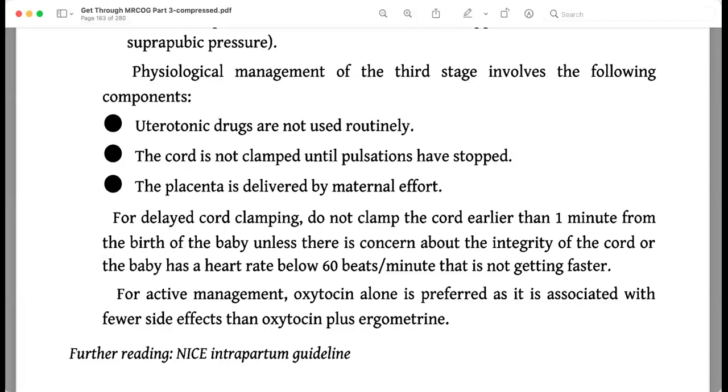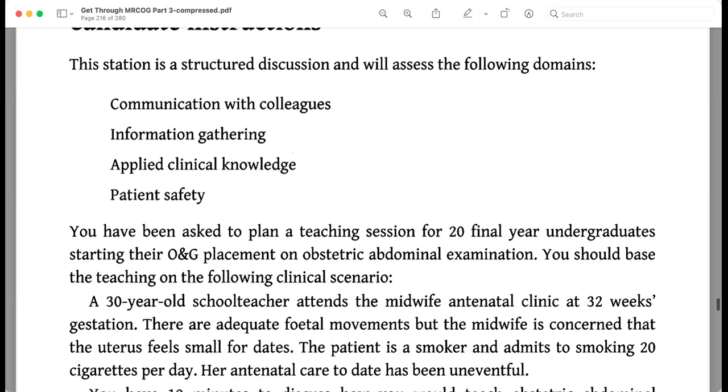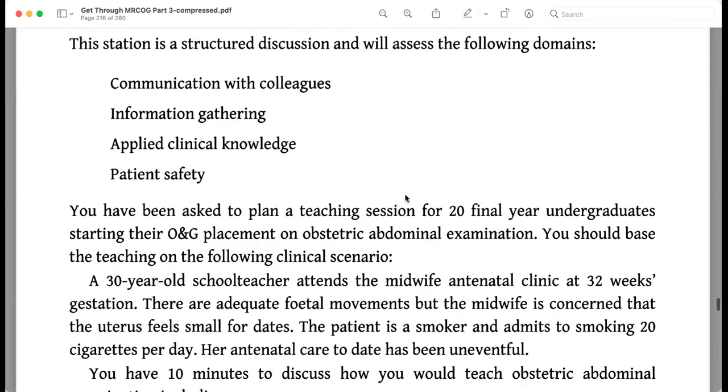Dr. Sarah, just give me 1 second. I have to scroll down to the next circuit. Here we go. So please read your task. Your task is a teaching session.